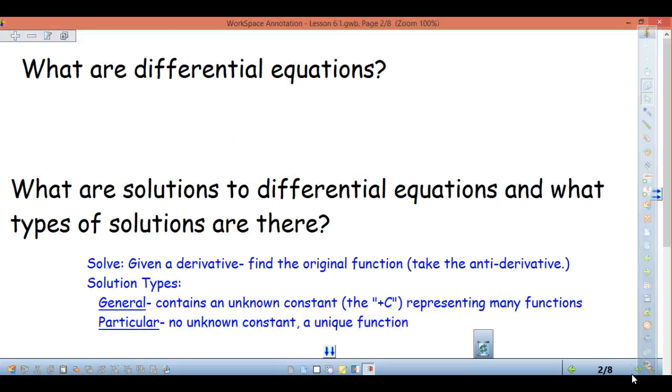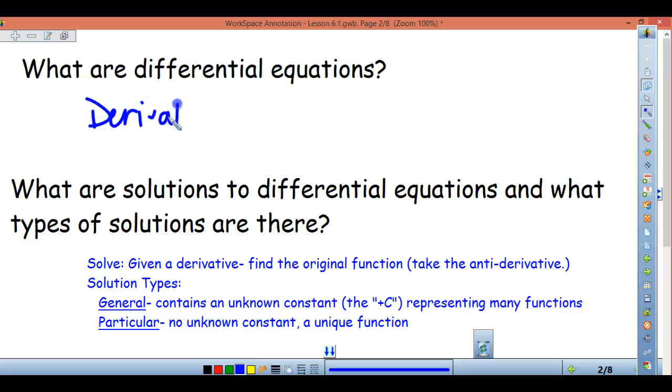Okay, so what are differential equations? Actually, they are just exactly like their name suggests, differential. We know that that goes along with derivatives, so they're equations that are derivatives.